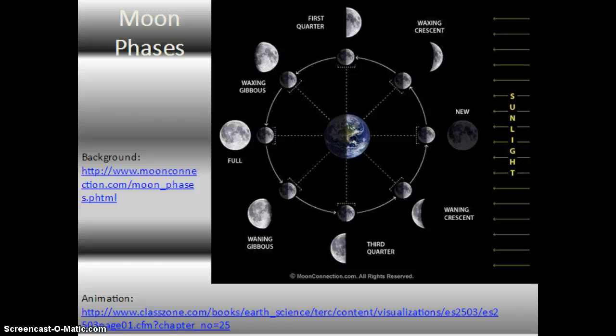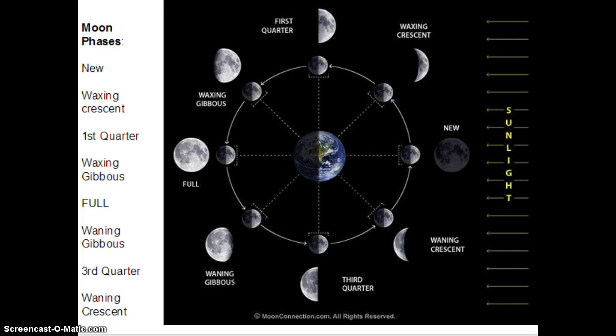This lecture is going to be on the moon phases, or the lunar phases itself. As you can see, we've got a new moon phase, waxing crescent, first quarter, waxing gibbous, full, waning gibbous, third quarter, and waning crescent. These are the phases that are associated with the lunar phases in terms of how we see the moon being illuminated by sunlight.